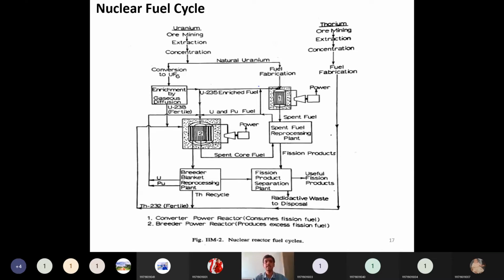Then after concentration, if the uranium we find is a fission fuel, it will be directly sent to reactor 1. This reactor, labeled as reactor 1, is a converter power reactor, which will only operate using the fission fuel. If after concentrating your uranium ore these are the fission fuels, then they will be sent to reactor 1 to generate power.